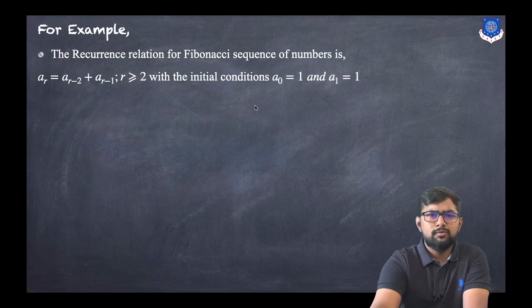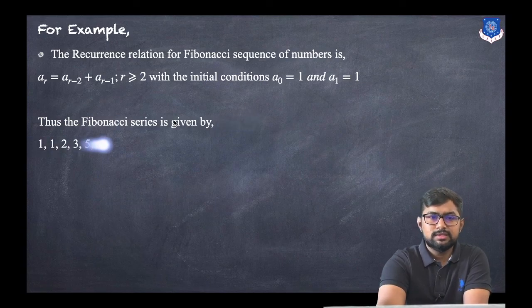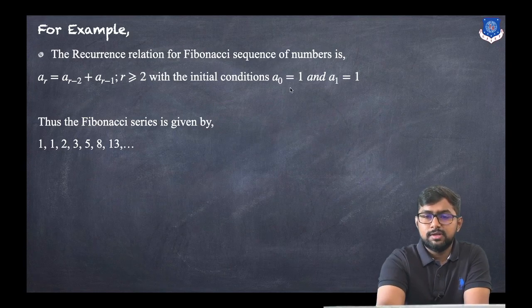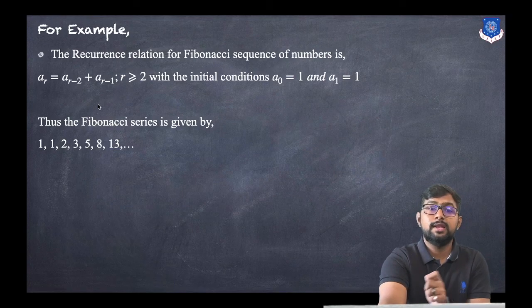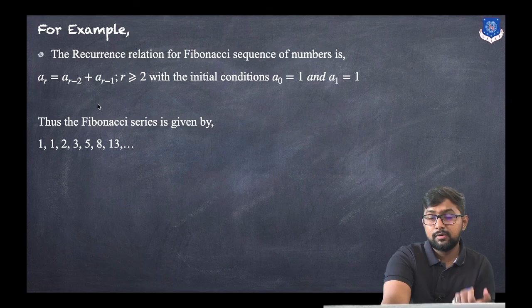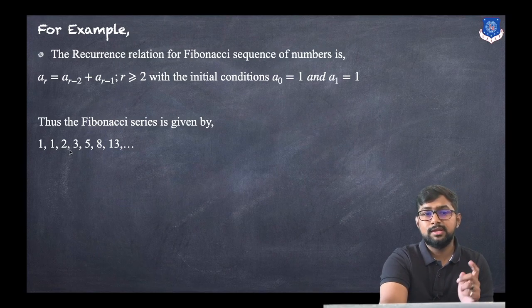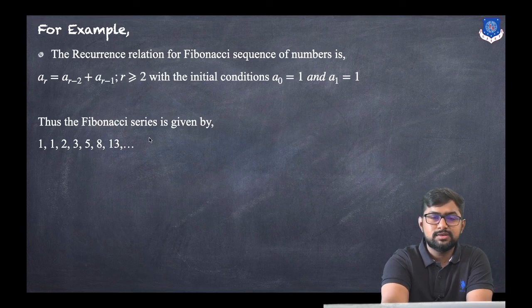Now we all know what a Fibonacci sequence is. The Fibonacci sequence is given like this: 1, 1, 2, 3, 5, 8, 13. How? We have the initial conditions a0 equals 1 and a1 equals 1. If we put r equals 2, the equation becomes a0 plus a1, that is 1 plus 1, so 1, 1 and 2. As the initial conditions are already there, 1, 1, 2, then again 1 plus 2, that is 3, then again 3 plus 2, that is 5, and so on. This is how you can construct a Fibonacci sequence.